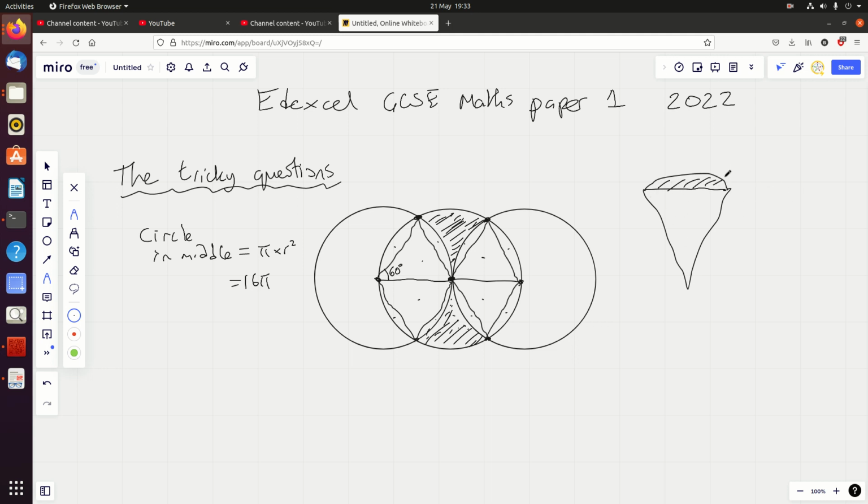Yeah, and essentially you do sector minus triangle. Segment equals sector minus triangle. Yeah, that's always the way you do it. So that's going to be my overall approach.